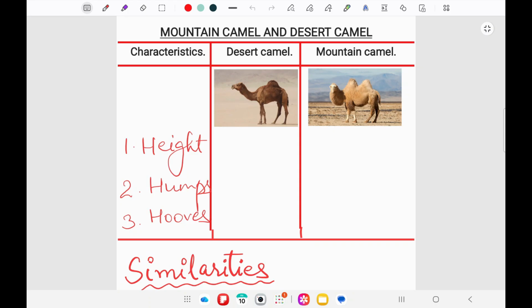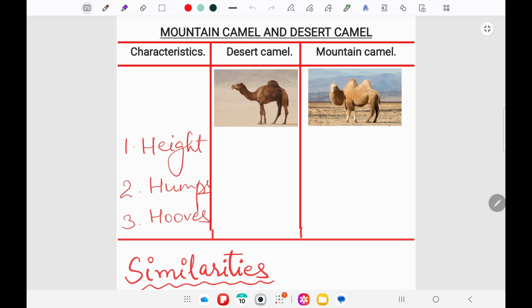But the camel found in the mountain areas, there the habitat is different. It is cold and it is rocky terrain, right? So their hooves are much more rough so that they can walk easily through the rocky terrain, and their height is smaller as compared to those of the sand desert. Let us quickly differentiate between the camels that are found in mountain and those which are found in desert. So first we will talk about the desert camel.